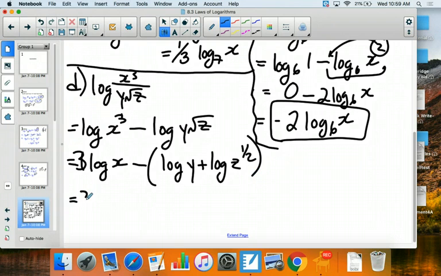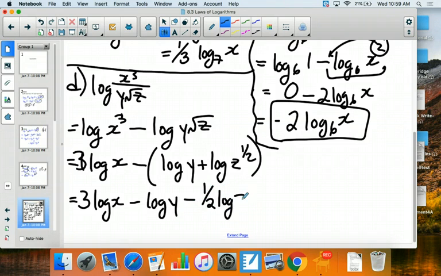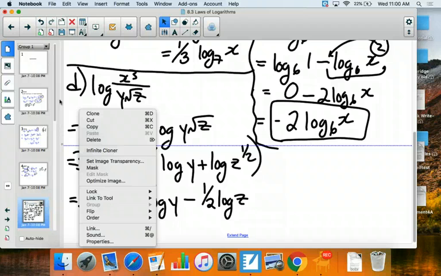Okay? So this is now 3 log x, and now I'm remembering to distribute that negative across, minus log y minus 1/2 log z. So I distributed this negative across, right, because it was minus the whole thing. Okay, so those are the laws of logarithms being used to simplify an expression.